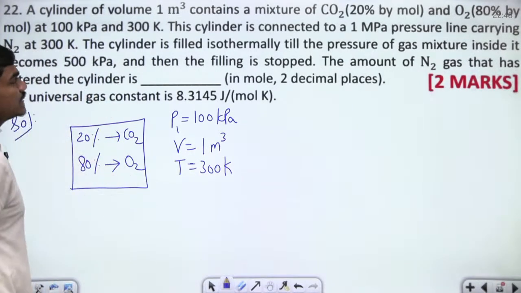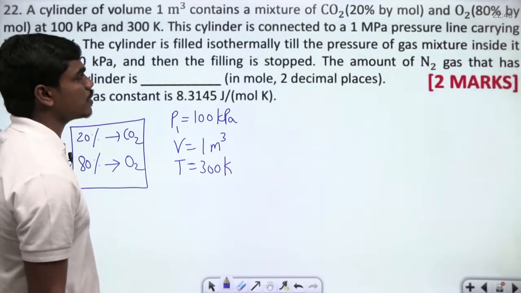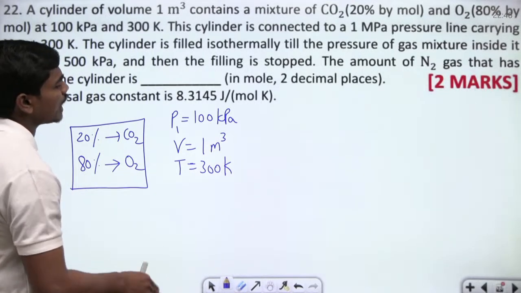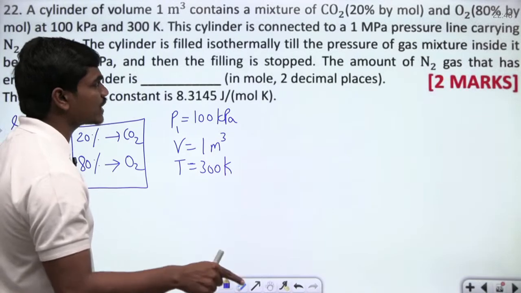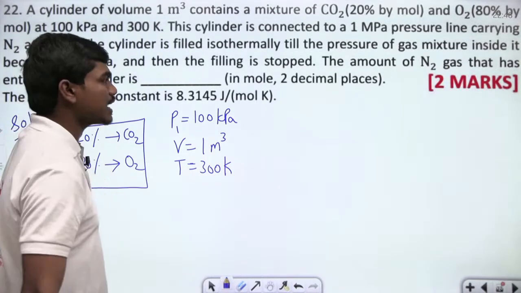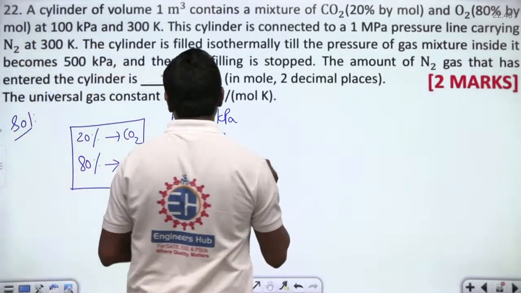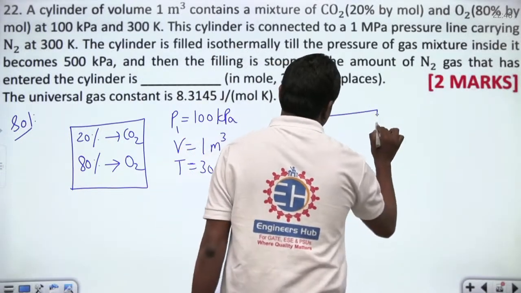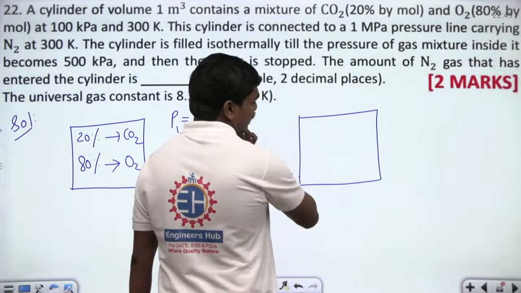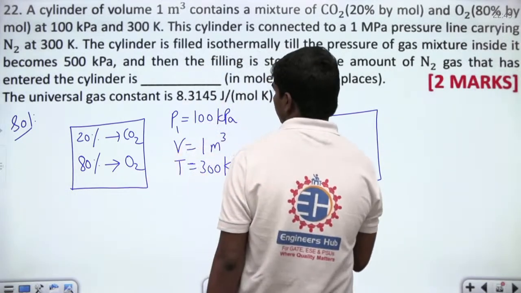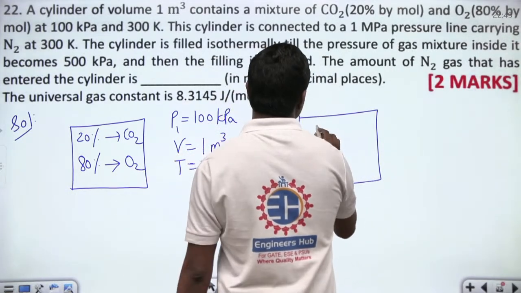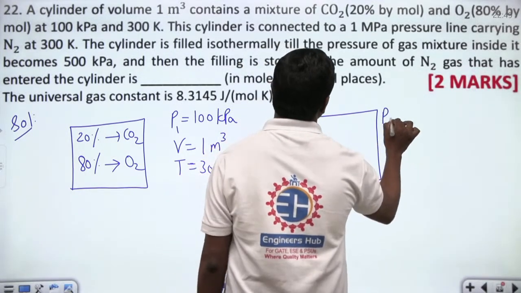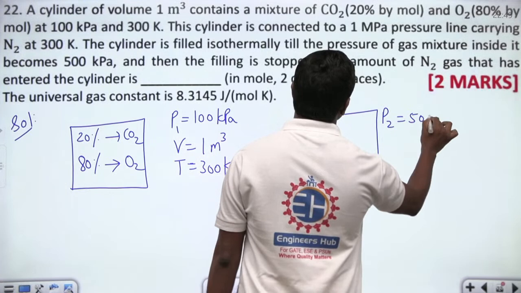Next, this cylinder is connected to a 1 megapascal pressure line carrying nitrogen at 300 Kelvin. The cylinder is filled isothermally till the pressure of the gas mixture inside becomes 500 kilopascals. Now, what they have done is they have introduced some nitrogen into this. Look, when they introduce some nitrogen, what are the final situations? P2 is equal to 500 kilopascals.